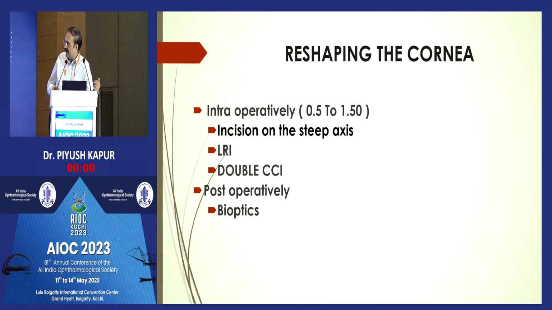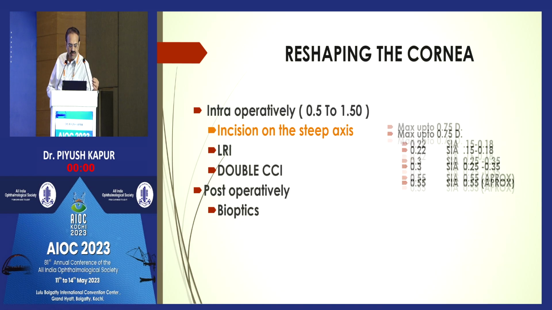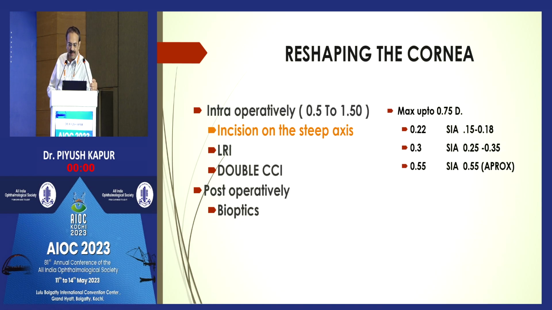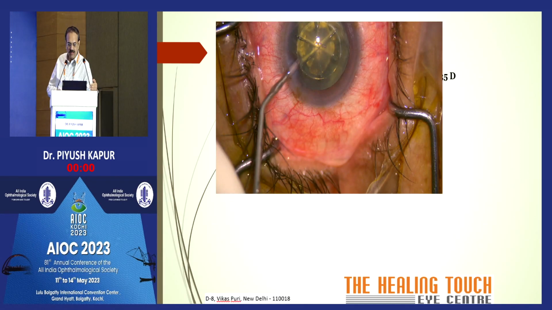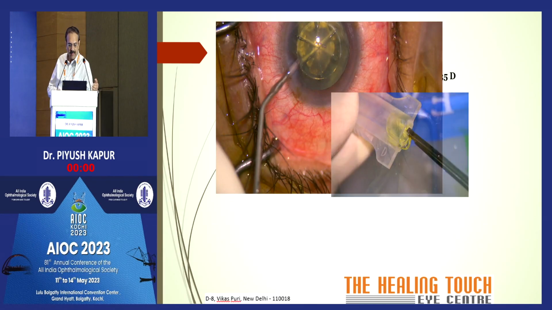Once we have realigned the lens, I would talk about how we can reshape the corneas when we have to deal with the astigmatism. Generally, reshaping the cornea can be done for anything between 0.5 to 1.5. The incision can be aligned at the steep axis. For a 2.2 incision, I generally give a SIA of 0.15 to 0.18, and when it is as big as a 5.5, it can treat up to about 0.5 astigmatism. Whenever the astigmatism is more than 0.75, we use the LRI.